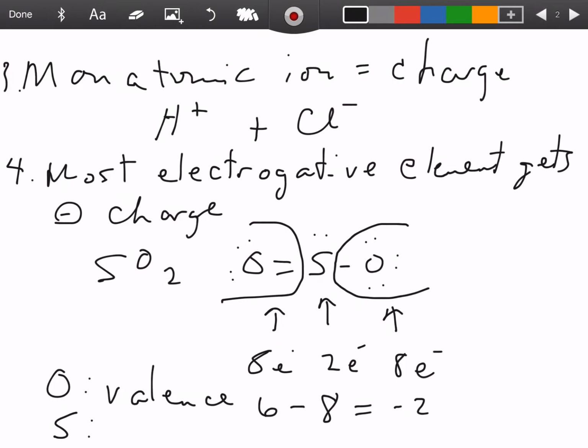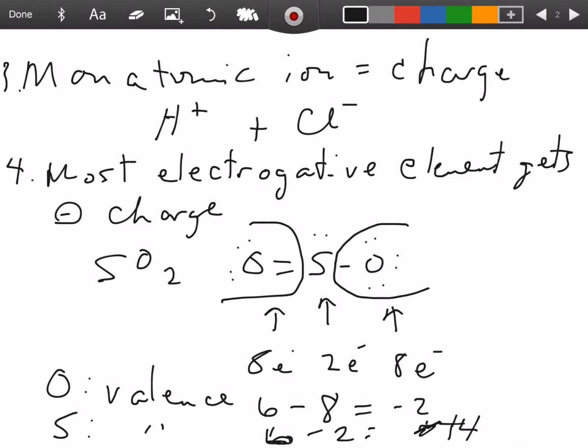On the other hand, the sulfur has a valence of 6 as well because it sits right below oxygen. And we're going to subtract from that the 2 electrons that it has, and that's going to leave us with a charge of plus 4, right? So the oxidation state, or the oxidation number of sulfur in this case, is a plus 4. That of the oxygen is a minus 2.